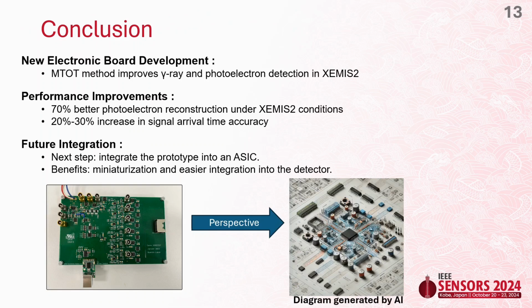So, to conclude, a new electronic board using the multi-time over threshold method was developed to improve gamma ray and photoelectron detection in XEMIS 2. The prototype showed a 70% improvement in the photoelectron reconstruction and a 20 to 30% increase in the signal arrival time accuracy. And in the future, integrating this board into an ASIC would help miniaturize the system, improving performance and facilitating its integration into the detector.